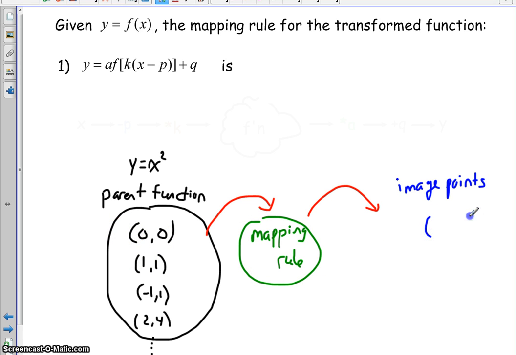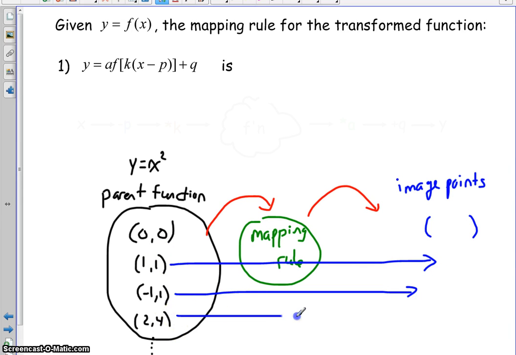What you're going to wind up with is a new point to graph that's going to be on your new curve. And you're going to repeat that process for every single point that is on there. It goes into the mapping rule, gets transformed, and creates an image point. So as long as you can create the mapping rule, you can find the new points in your graph that you should be able to plot without too much difficulty. So the idea was, how did you create the mapping rule?